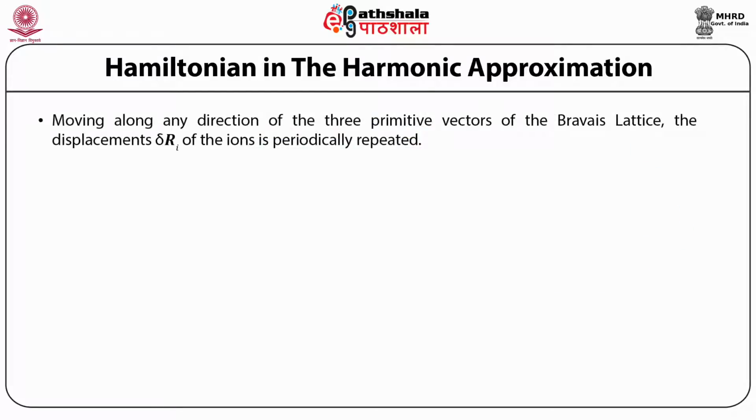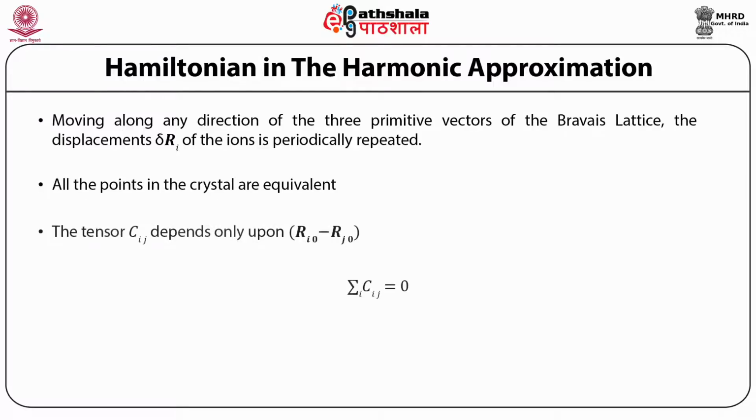If we move along the direction of any of the three primitive vectors of the Bravais lattice, the displacement delta Ri of the ions is periodically repeated. All the points in the crystal are equivalent. The tensor Cij depends only upon Ri naught minus Rj naught, because if one displaces just two ions by delta Ri and delta Rj, keeping all the other ions in their equilibrium positions, the resulting energy can depend only upon their relative locations.